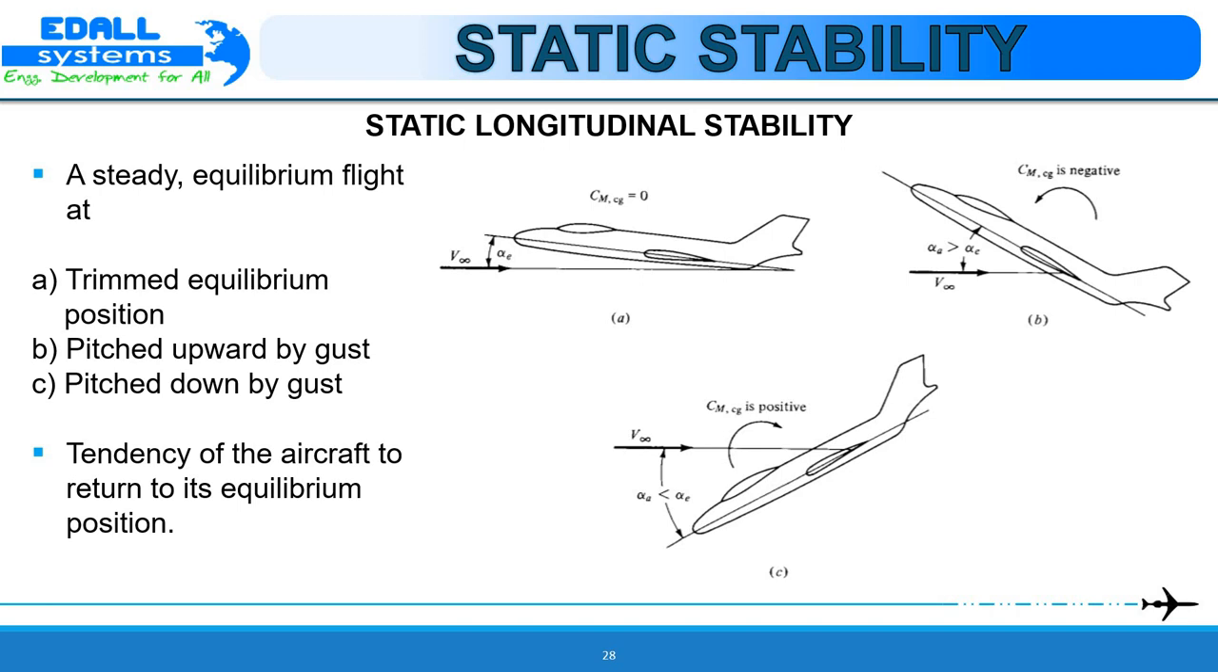If the aeroplane is pitched downward by the gust, that is, when the absolute angle of attack is less than the equilibrium angle of attack, the resulting moment about the center of gravity will be positive, that is clockwise, and will tend to pitch the nose upward. Thus, again, the aeroplane will initially tend to move back towards its equilibrium position after being disturbed. Note that the absolute angle of attack is given by alpha A and the equilibrium angle of attack by alpha E.